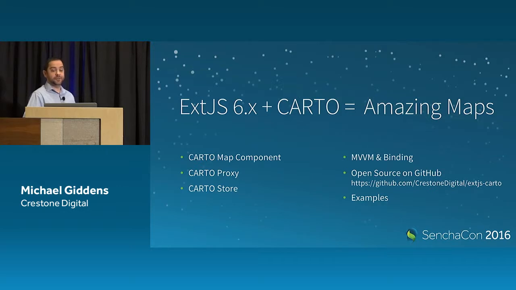At this point, we're happy to introduce the CartoMap component, the proxy and store. These allow you to easily connect with Carto tables in ExtJS 6. It supports all the MVVM style development and binding to give you that feel of other ExtJS components. All of this is located on GitHub, and we have a variety of examples now and are continuing to add more as we progress with this library.